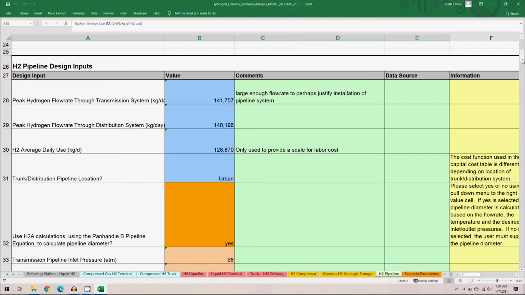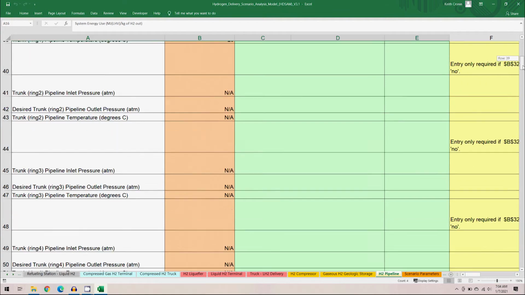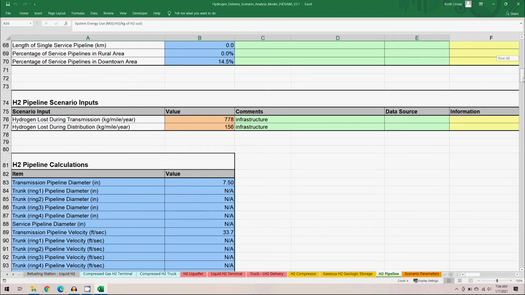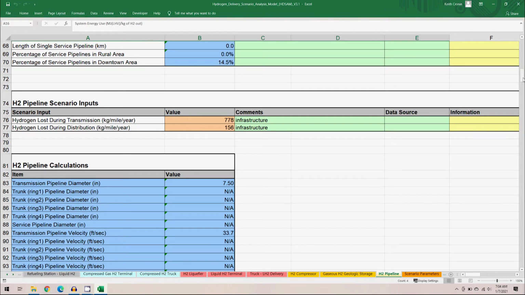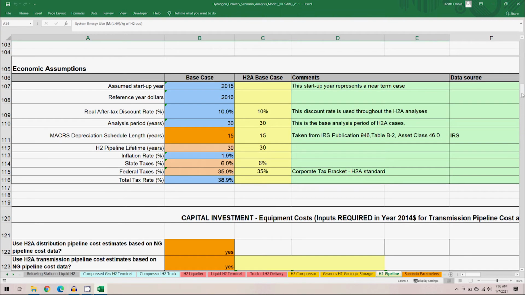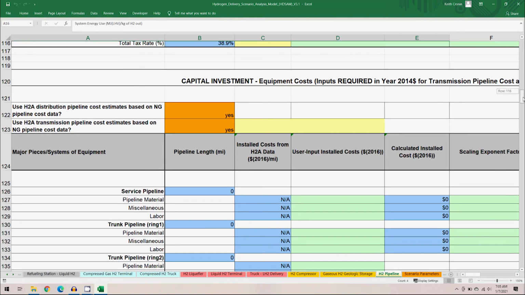Other significant inputs are transmission pipeline inlet and outlet pressures, trunk pipeline inlet and outlet pressures, and service pipeline inlet and outlet pressures. The table for scenario inputs has input fields for hydrogen lost during transmission and hydrogen lost during distribution. After the calculated values table is the economic assumptions table, where the significant inputs include the pipeline lifetime, state taxes, and federal taxes. On this worksheet, there are no inputs of note in the capital investment table.